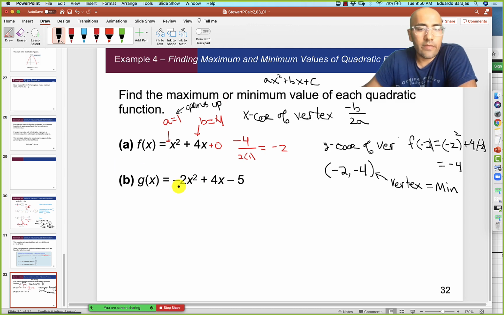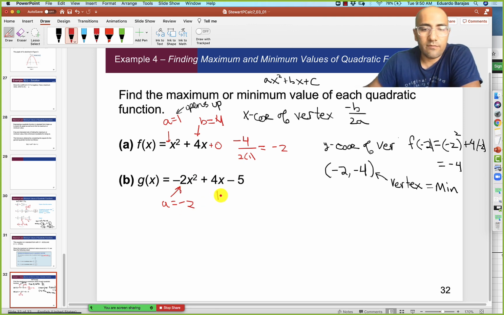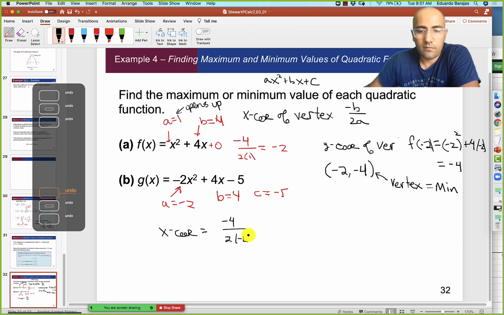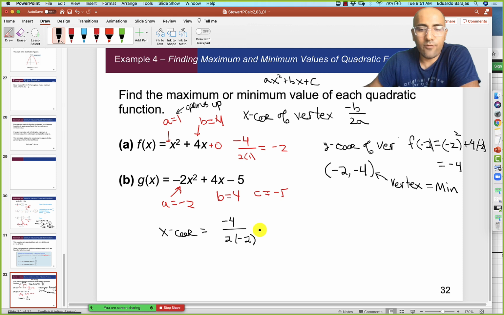This one opens down. I already know that because this a is negative. So whatever the vertex is going to be, I know the vertex is going to be a maximum value. Man, this computer is just struggling. b is a 4, and c is a negative 5. Good. So the x coordinate of the vertex is going to be equal to negative 4 divided by 2 times negative 2, which gives me negative 4 over negative 4. It's just going to be equal to positive 1.